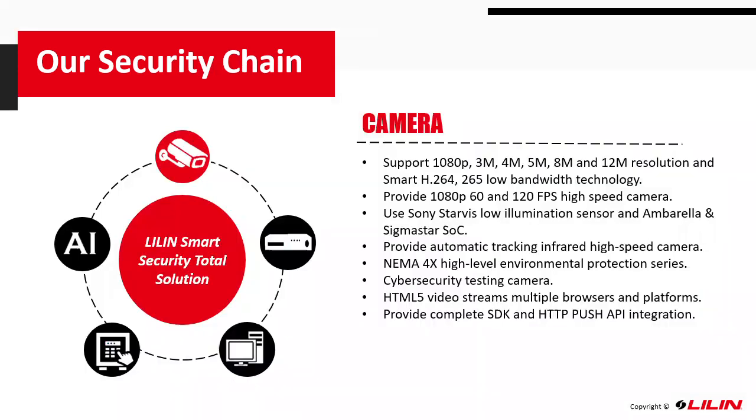This is an introduction, starting from cameras. We have a full range of IP cameras from 2 megapixel to 12 megapixel. We're using Sony Starvis for its very good low-light sensor capabilities. We also have a range of products that are NEMA 4X. NEMA is a certification for anti-corrosion, which means if the camera is installed at the seaside, in a very salty area, it can resist corrosion.